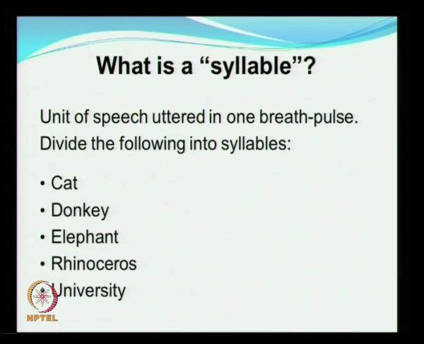Right. Can you divide the following words into the syllables? How many syllables are there in the first word? What is it? Cat. The next word, how many syllables? 2. What are those? Donkey. It is not dong, it is dung.